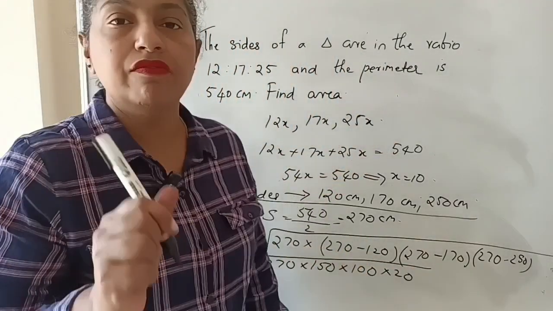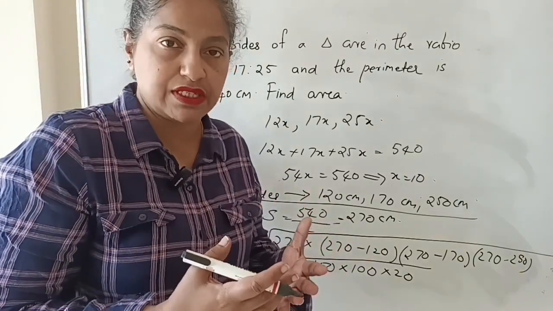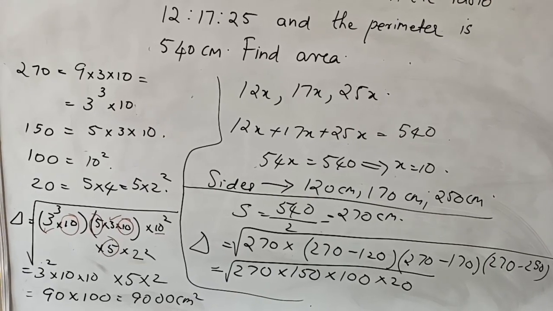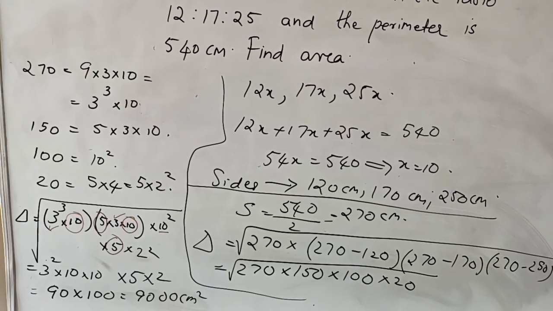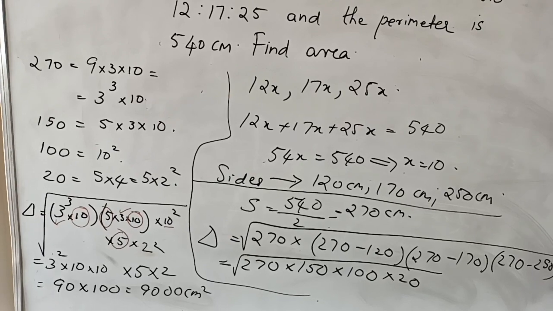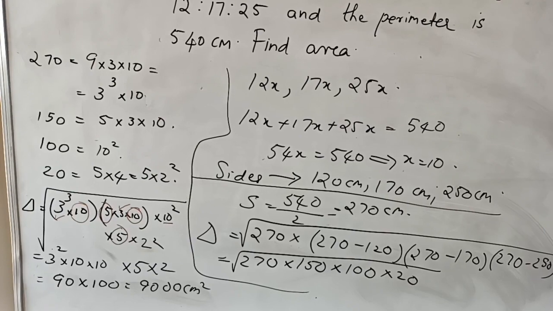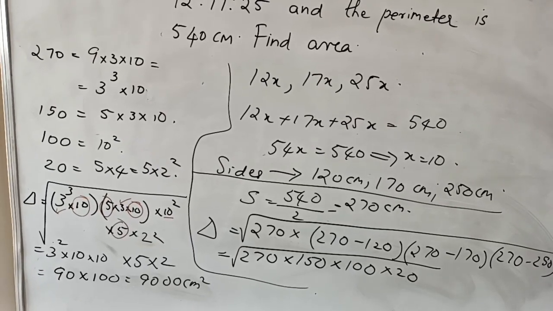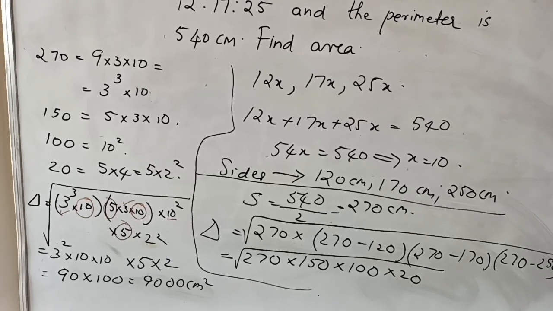Okay. As I told you, it is better that we split each of the terms into its individual prime factors. So let us see what we are getting. Here I have shown you how I have split each term into its prime factors. 270 is 9 into 3, 27 into 10. I have retained 10 as such because I have figured out that I can pick out so many 10s from inside the square root. So 27 into 10 becomes 3 cube into 10. Okay. Now 150 is 5 into 3 into 10 and 100 is 10 square and 20 is 5 into 2 square. So inside the bracket, I will be getting that term.